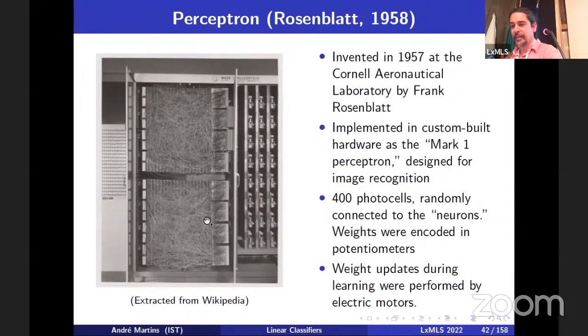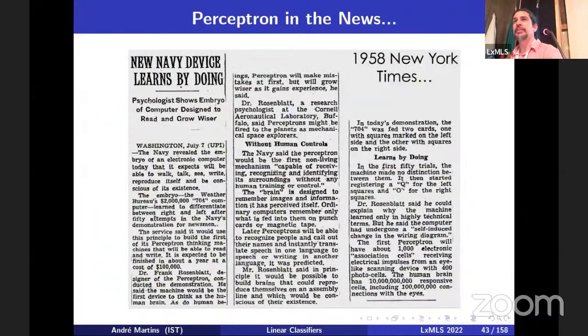So this is a very scary picture of how this machine looked. And when this algorithm was presented, it generated a lot of buzz in the news. Not very different from what we see now when we see things about language models and machines getting conscious and so on. So this is an example of how the news was told in the New York Times.